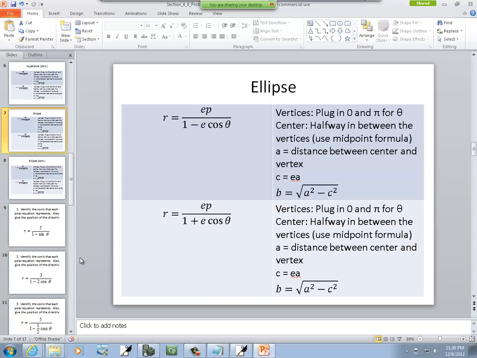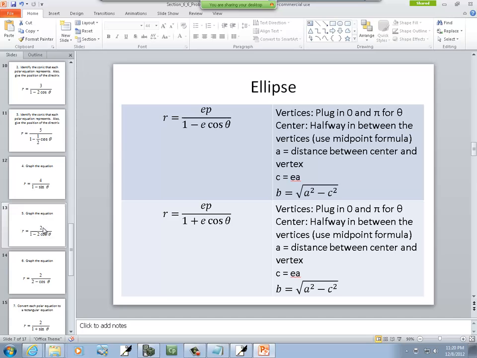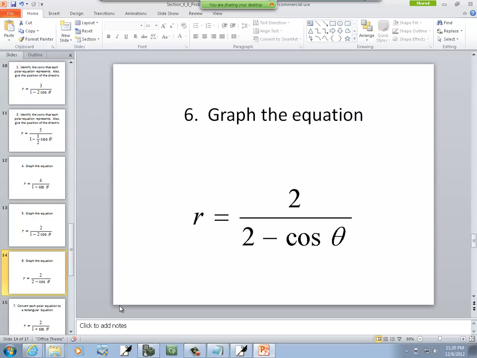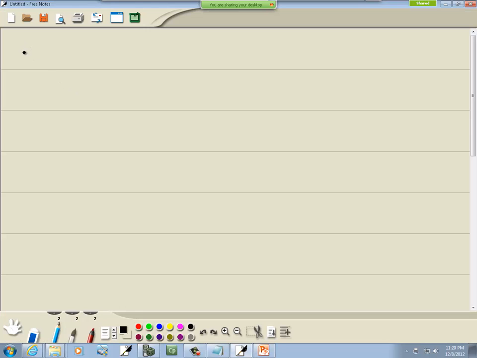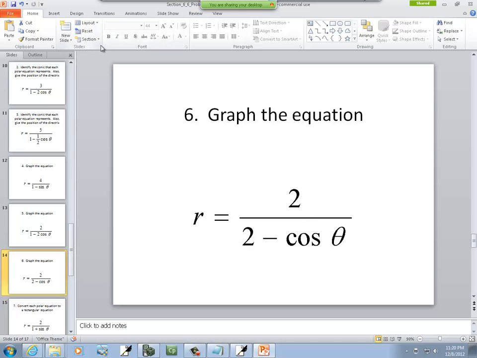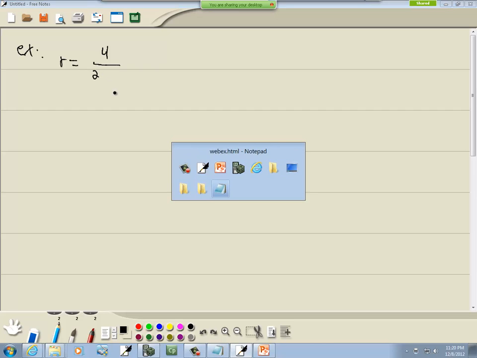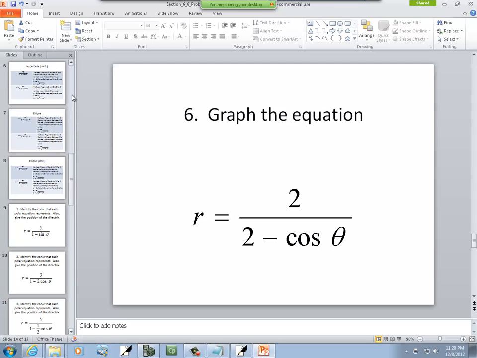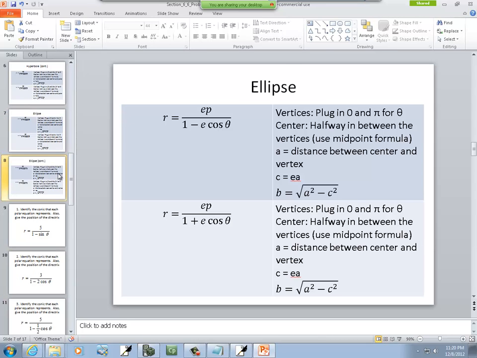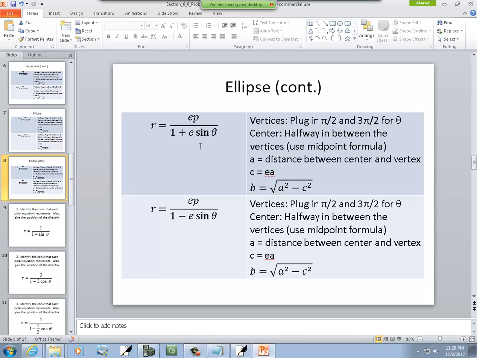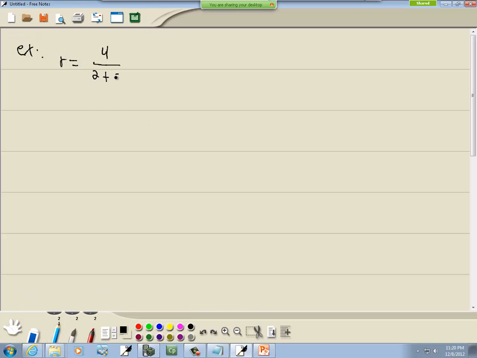And let me make up a problem. Let's see, that one looked like that. So I'll make up something similar to that. R is equal to 4 over, let's say, 2, and let's go up to our ellipses here and see what's exciting. This is why I want to show one of these. So 2 plus sine theta. There we go.